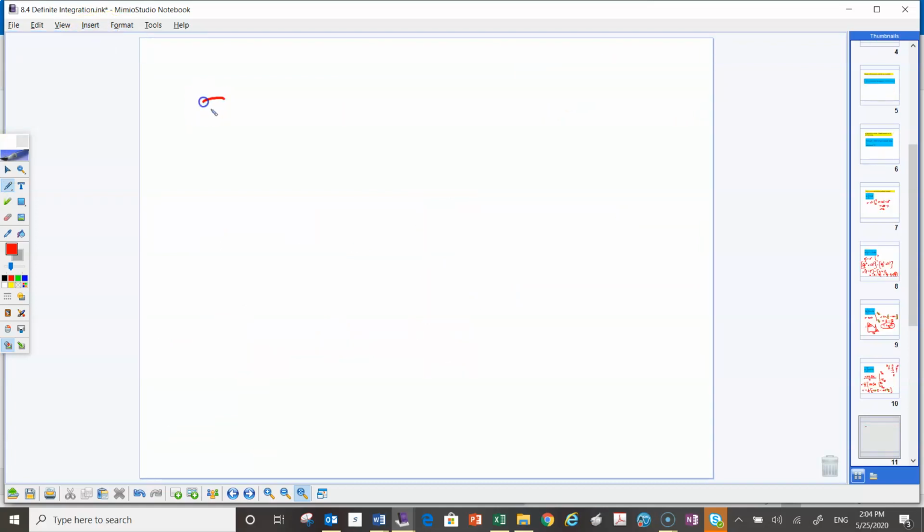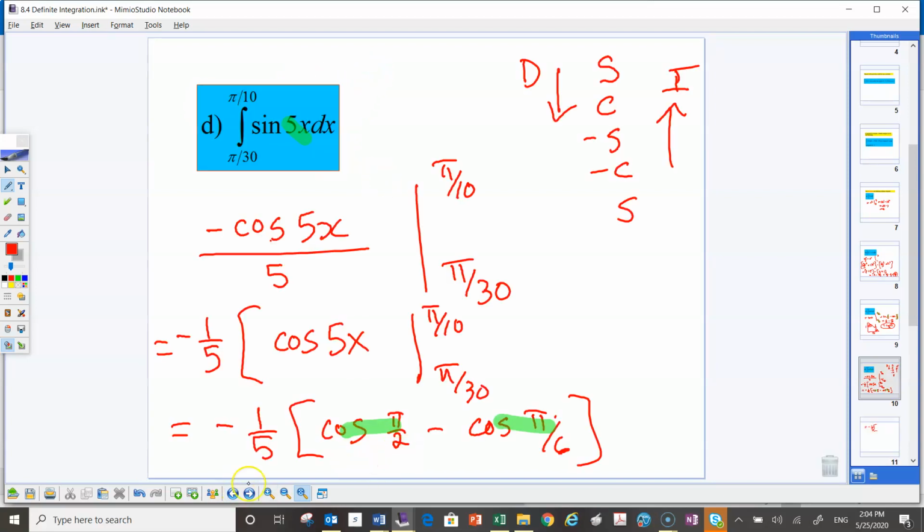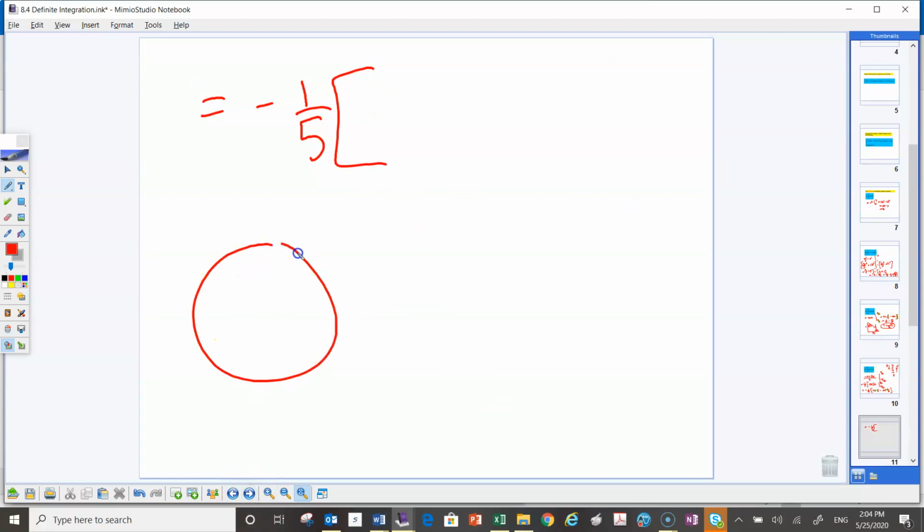I'm just going to insert another page here. I get negative 1/5. The cosine of pi over 2, if you remember on your unit circle, pi over 2 is right here. The coordinate of that point is 0, 1. So that's pi over 2. And cosine is the x-coordinate. So the cosine of pi over 2 is 0.